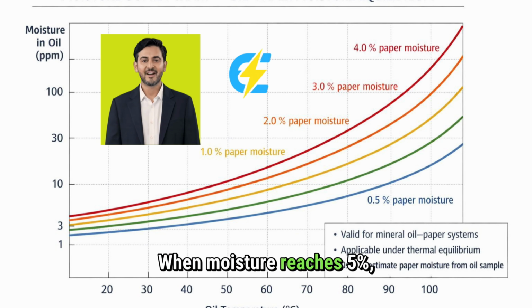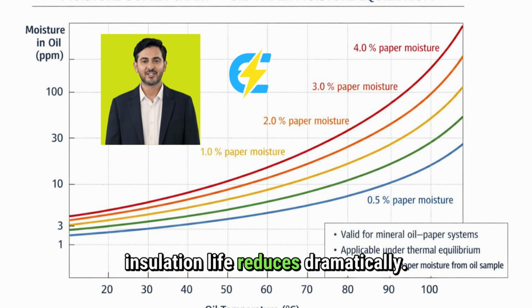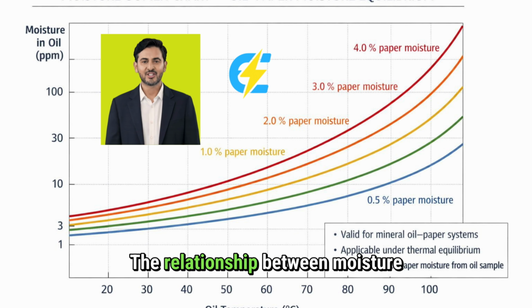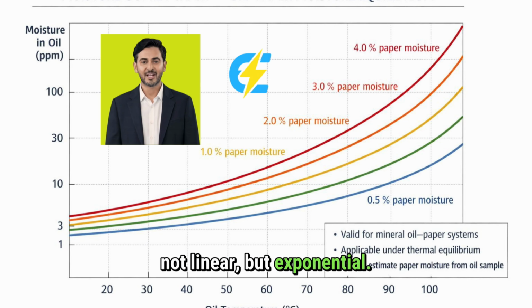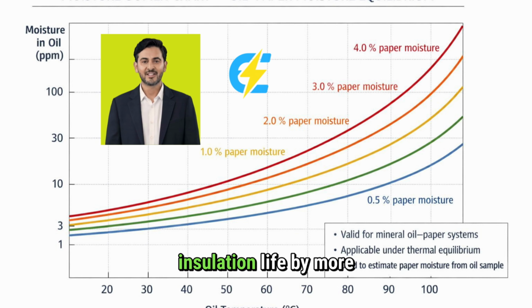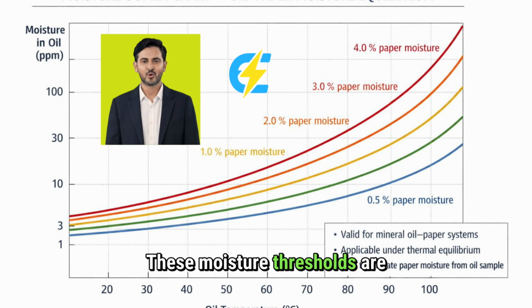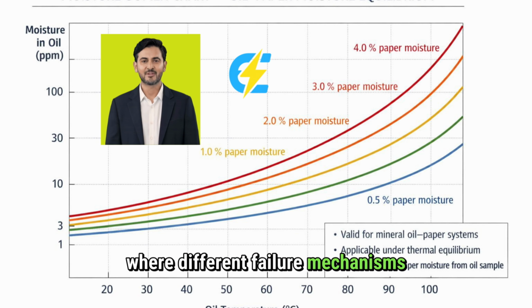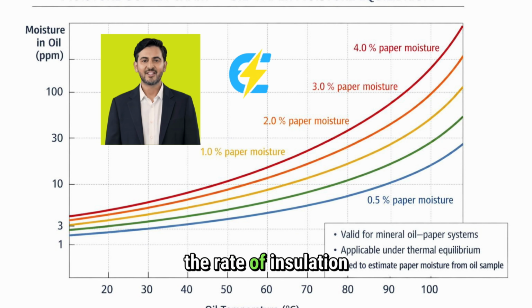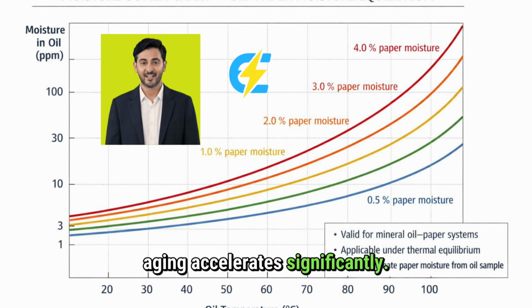When moisture reaches 5%, insulation life reduces dramatically. The relationship between moisture and insulation degradation is not linear but exponential. Just a 1% increase in paper moisture can reduce insulation life by more than 50%. These moisture thresholds are not arbitrary numbers, but are based on extensive research and field experience. They represent the points where different failure mechanisms become active and where the rate of insulation aging accelerates significantly.